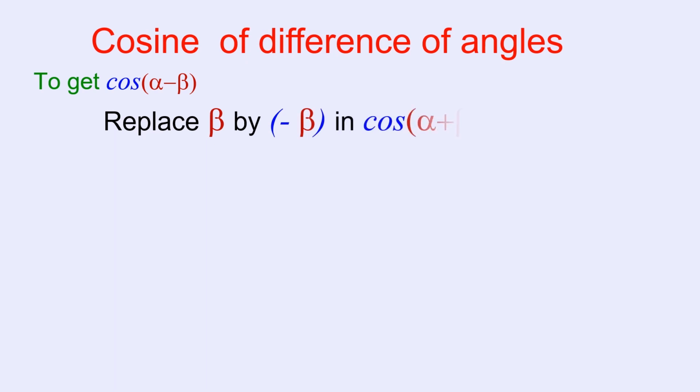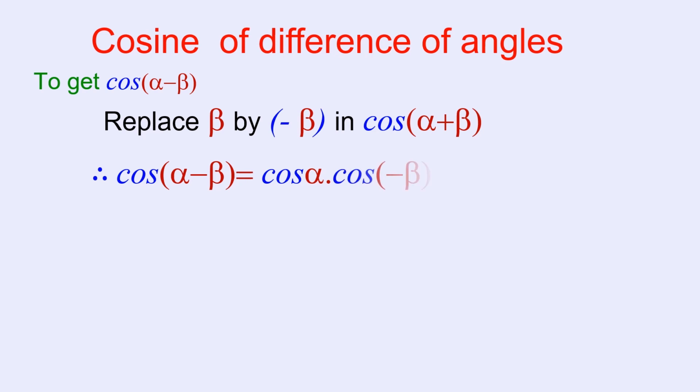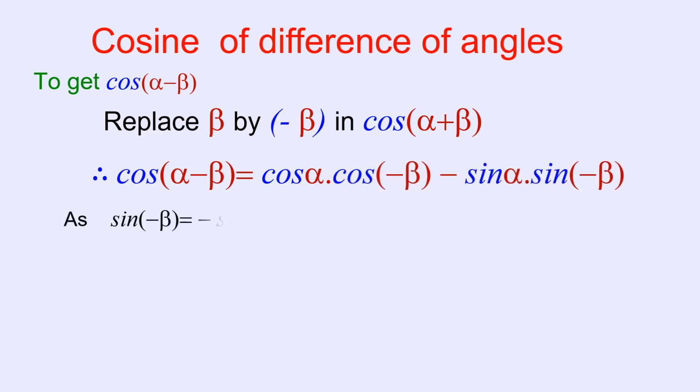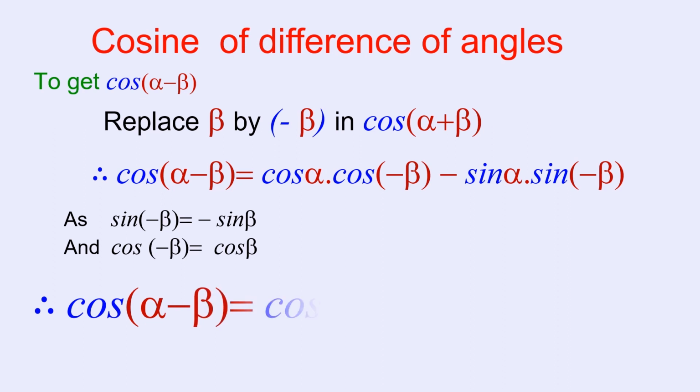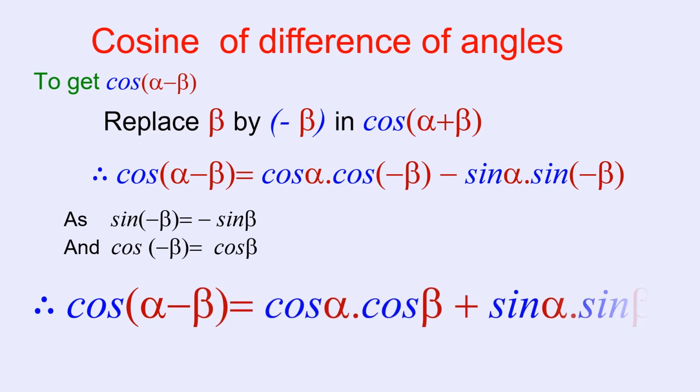Cosine of difference of angles. To get cos alpha minus beta, replace beta by minus beta in cos alpha plus beta. As we know that sine minus beta equals minus sine beta and cos minus beta equals cos beta. Therefore, cos alpha minus beta equals cos alpha into cos beta plus sine alpha into sine beta.